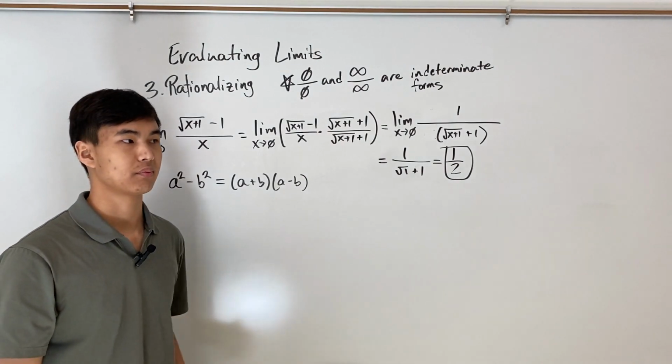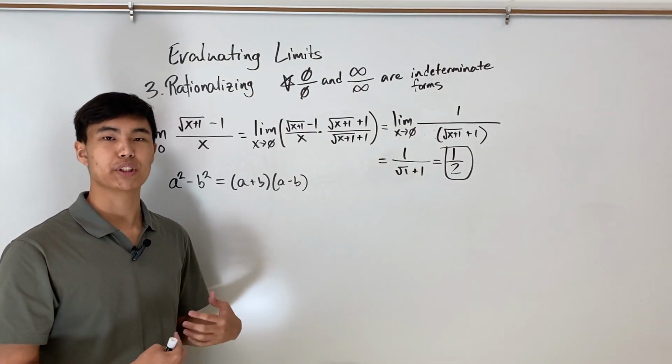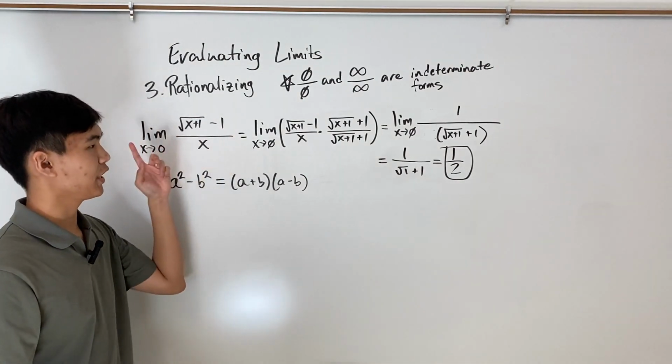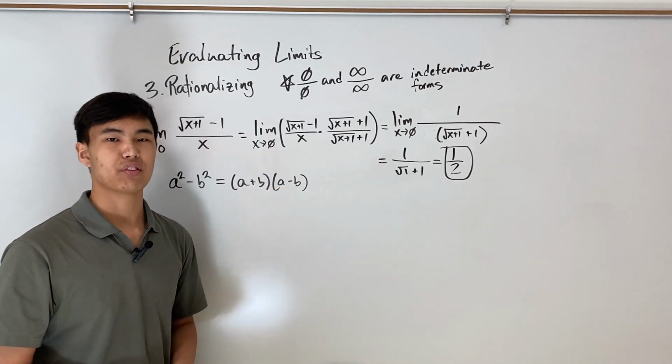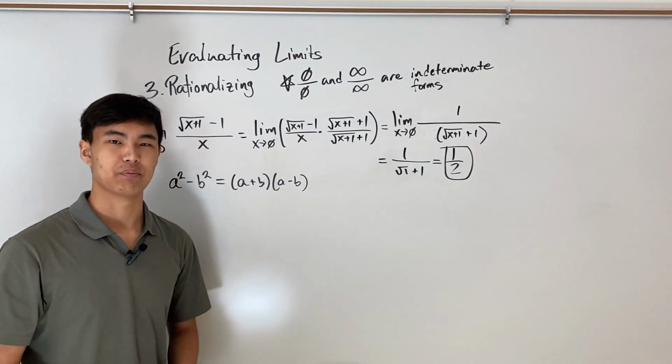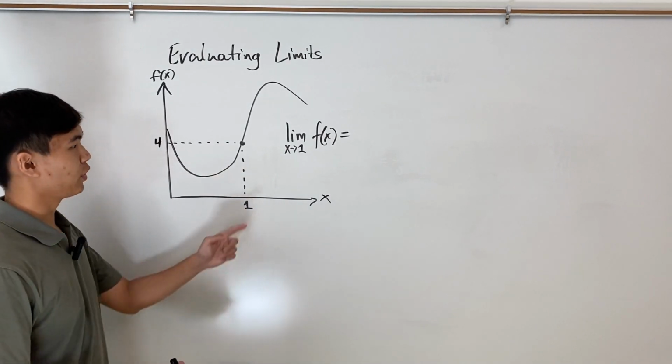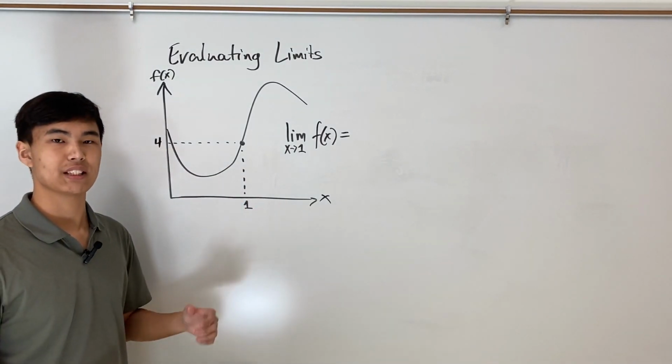Rationalizing and factoring are the two most common techniques you'll have to use to get to a place where we can direct substitute. But after you learn L'Hopital's rule in chapter 3, you're never going to use them again. On exams, you might be given something like this, where you're given a graph instead of a function and asked to find the limit.